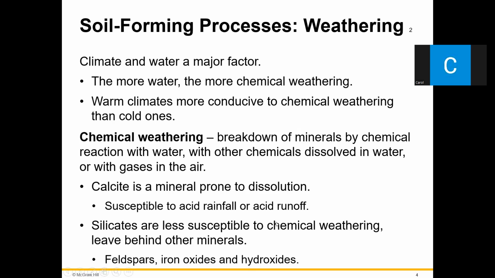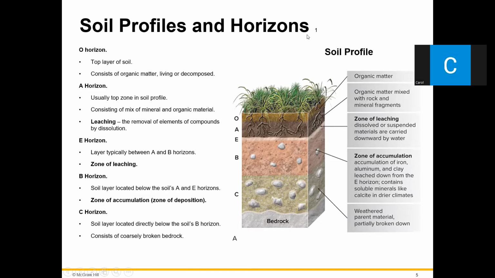Silicates are less susceptible to chemical weathering. They just don't really dissolve as easily. Some examples here are feldspars, which are silicates. Quartz is a silicate. Iron oxides and hydroxides don't dissolve as easily.